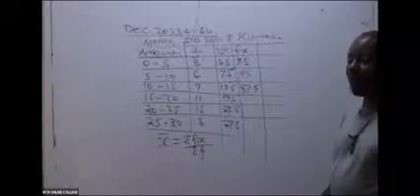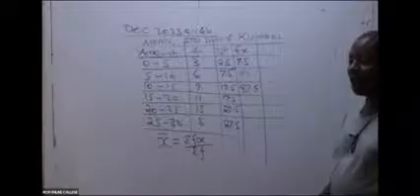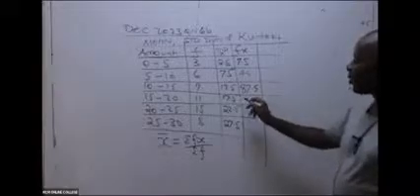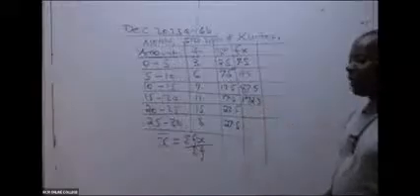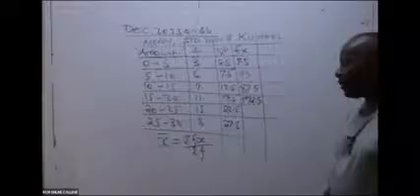11 times 17.5. So please give me an answer. 192.5. So here we have 192.5. Then we have 15 times 22.5.